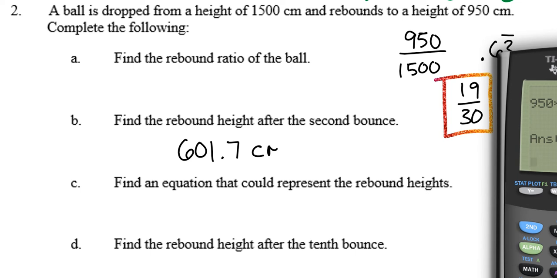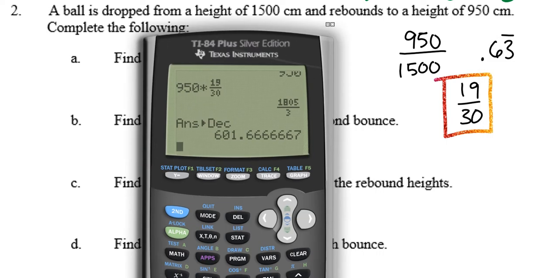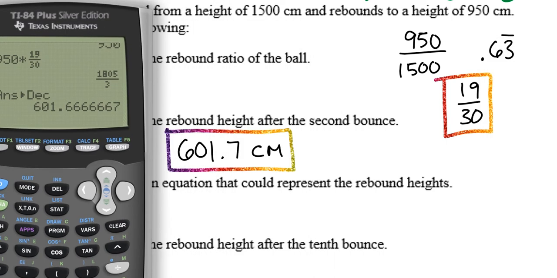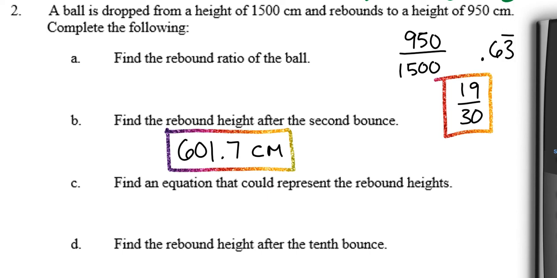So one of the questions is, when do I round and when don't I round? Well, I like to keep all of my decimal values on the calculator display when I'm using them, but when I write down a final answer like this, my rebound height on the second bounce is 601.7, I round to the nearest tenth in this case.